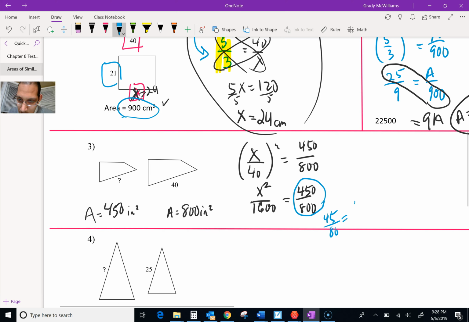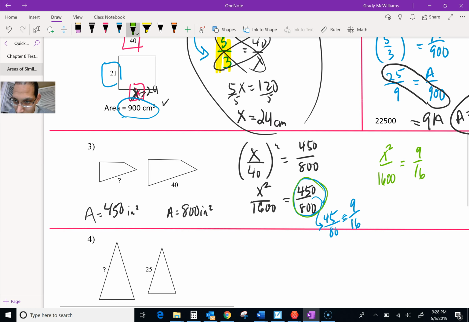So when I simplify this, it ends up being 9 over 16. This becomes 45 over 80, which is 9 over 16, or just jump to 9 over 16 if you can figure that out. Let me move my work a little bit over here. So I got x squared over 1600, and I simplified this fraction and got 9 over 16.